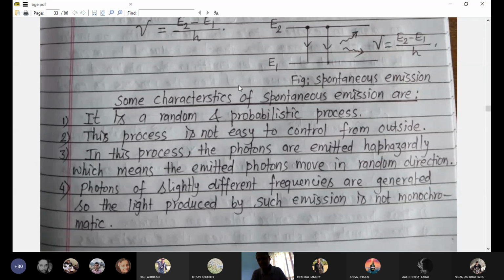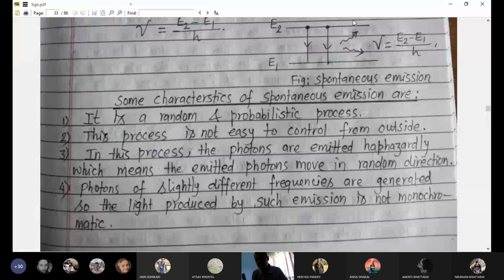The direction of the emitted photons is not the same. They move in random direction. When the atom in the excited state falls back to the ground state spontaneously, they can move in random direction. That is the major property, major characteristics of spontaneous emission.